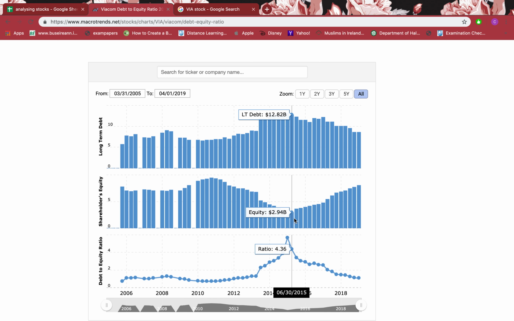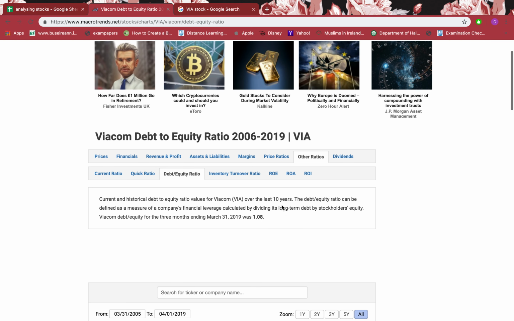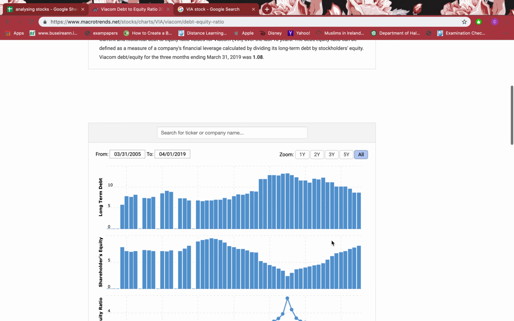So this is very risky to invest in because there's more debt. It's operating mainly on long-term debt. So, it's very risky to invest in.